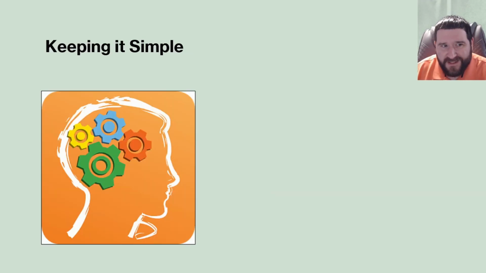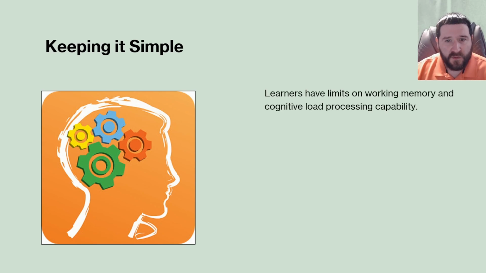All right, first, let's talk about keeping things simple. Everyone has a different cognitive capacity. The gears in their head turn a different way, so to speak. So it's important to remember our learners have limits on their working memory and their cognitive load processing. So we can't give them too much information when we're giving feedback. We want to try to keep things simple.